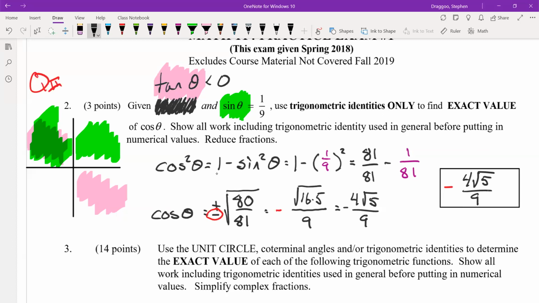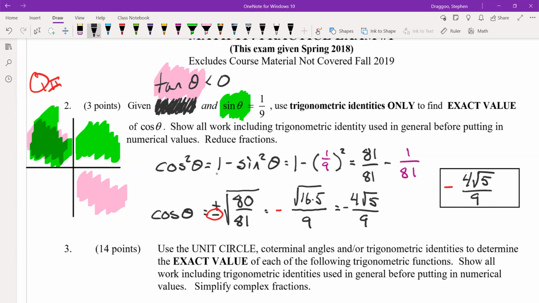So let's talk about exam answers. If you had given me negative square root of 80 over 81, you just wrote that in the box, especially on a 3-point problem, that's going to be worth full points, right? So you could write down this answer right here. Cosine theta, plus or minus, it's got the square root on there. Pick the negative value, square root of 80 over 81. That'll be fine enough. That's if it's a free response question.